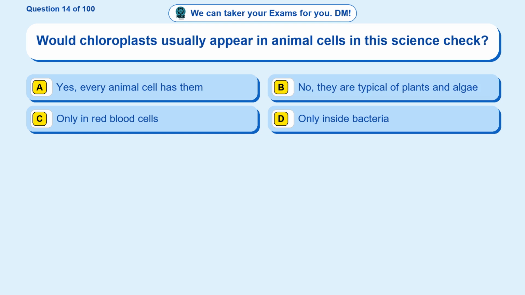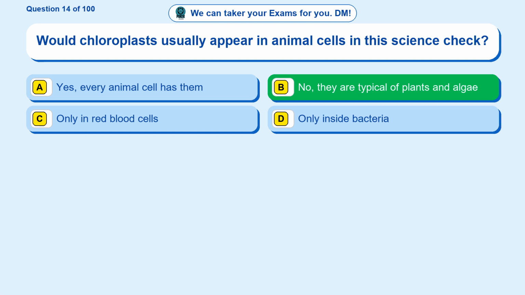Question 14. Would chloroplasts usually appear in animal cells in this science check? Option A. Yes, every animal cell has them. Option B. No, they are typical of plants and algae. Option C. Only in red blood cells. Option D. Only inside bacteria.